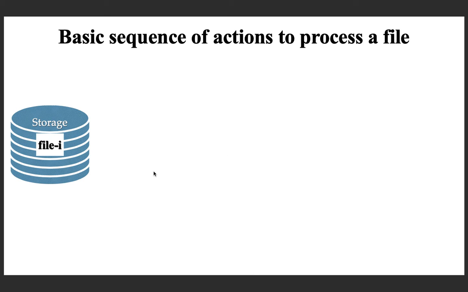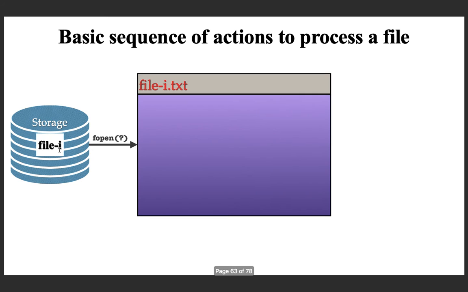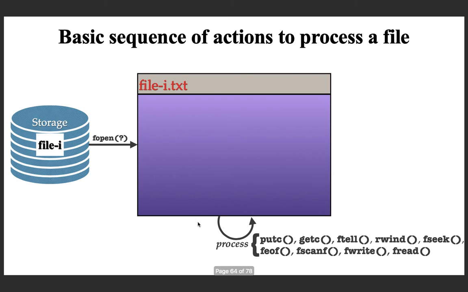Now maybe we can look at the basic sequence of actions that you need to process a file. Assume that you already have a file existing in the secondary storage, which is called file I. The first operation that you have to do is open that file. You have to give the file name and the mode of operation, whether you are going to read or write or append. Then you can do any number of processing on it.